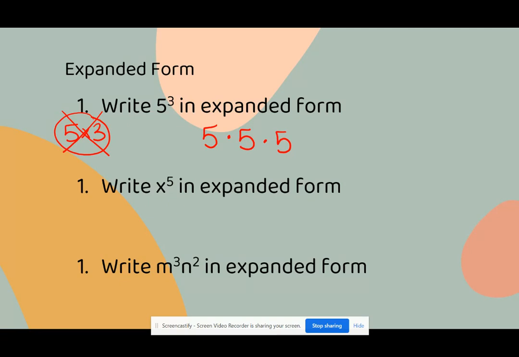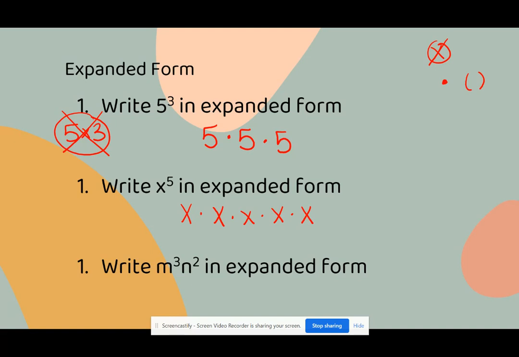X to the 5th in expanded form, it would be x 5 times. So x times x times x times x times x. So there are 5 x's. And then make sure you're using the little dot as your multiplication symbol. No longer are we using the x to represent multiplication. You can either use a dot or you can use parentheses.